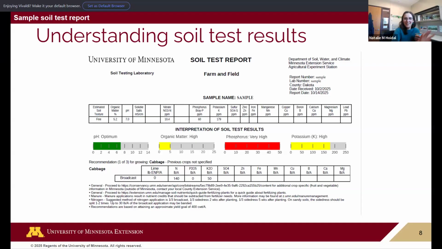So this is the big screenshot of a soil test, and we're going to go through it piece by piece to explain what the different tests mean, and how to understand them in your context. So we've got this bar across the top with all these different measurements: soil texture, organic matter, pH, and we're going to go through that piece by piece.